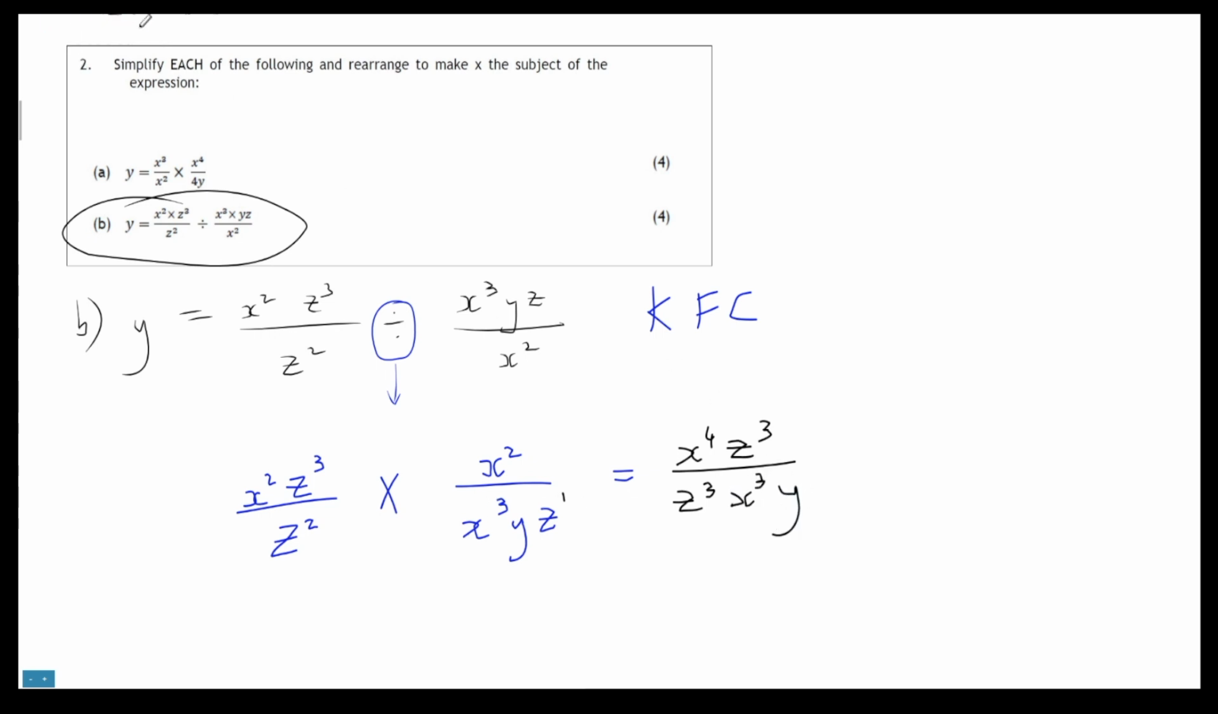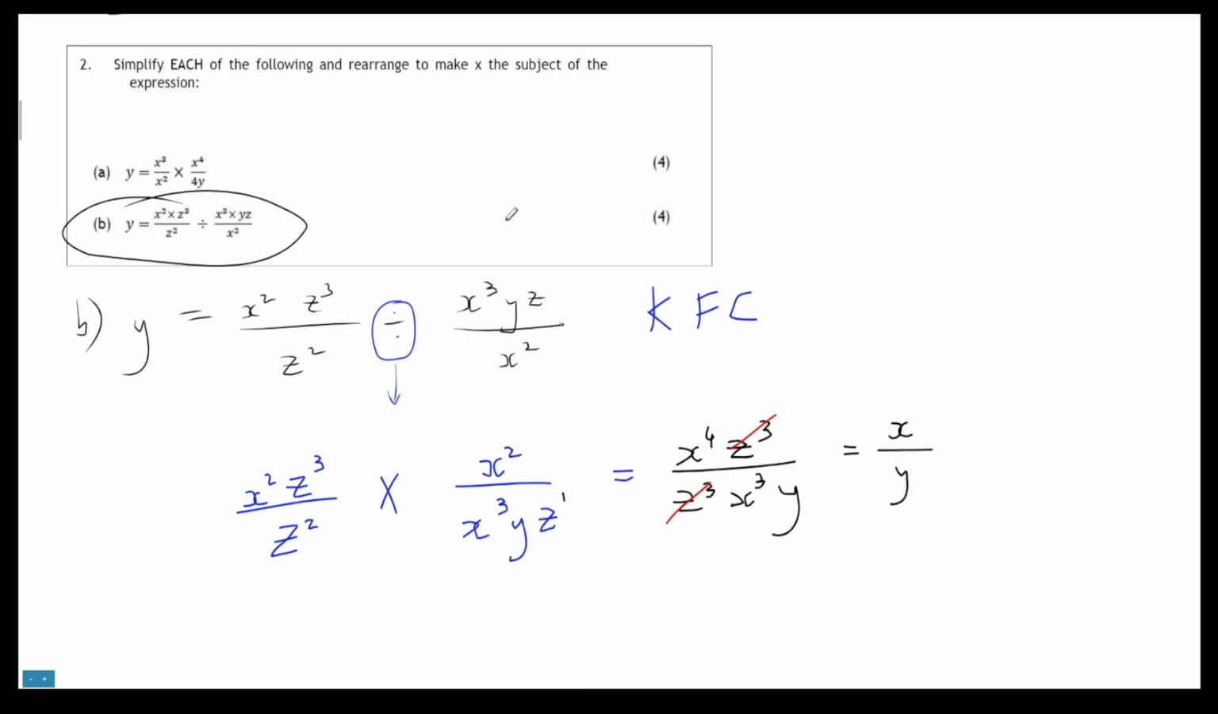Now, anytime you see a number on top that's the same as a number on the bottom, like these z's, they can be cancelled out. Now we can do the same thing for the x to the 4. There's 4 of them on top, there's 3 of them on the bottom. We did it last time, we just did 4 minus 3. So we can do that. We're going to get x to the 1 on top over y.